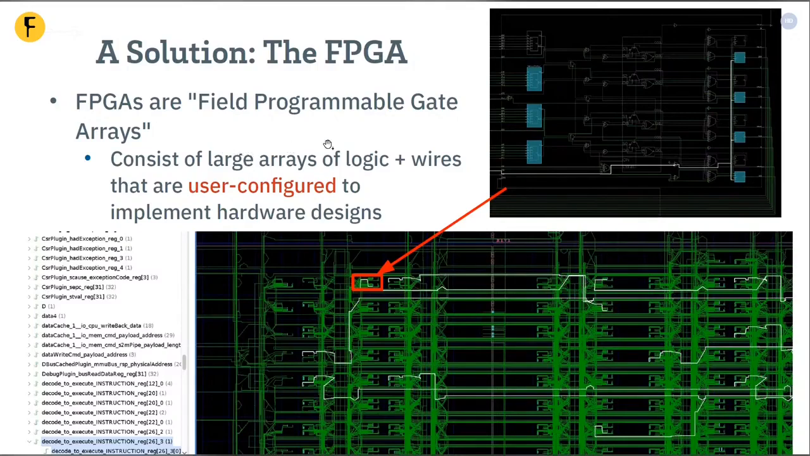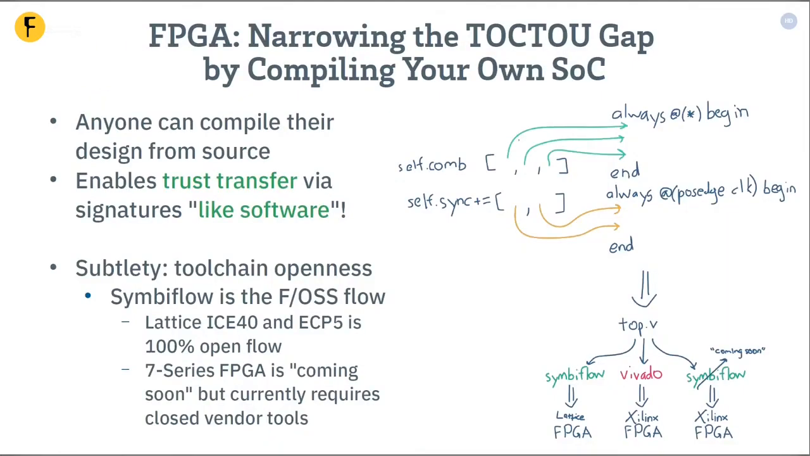An FPGA, for people who aren't familiar with it, is basically a large array of logic and wires. So just individual registers and some lookup tables, and they can be user configured to implement the hardware design of your choice, right? And the idea behind the FPGA is you can narrow that time of check to time of use gap by compiling your own system on chip, right? And so the idea is that if anyone can compile the designs from source, we can once again enable that trust transfer mechanism to be like software.